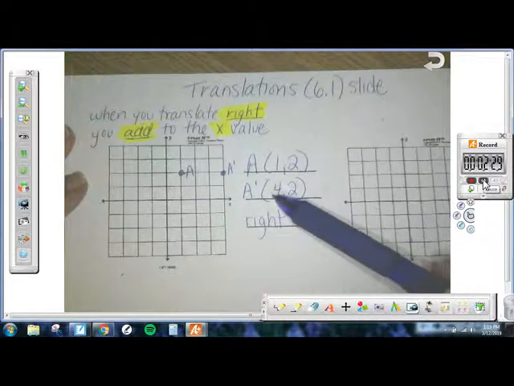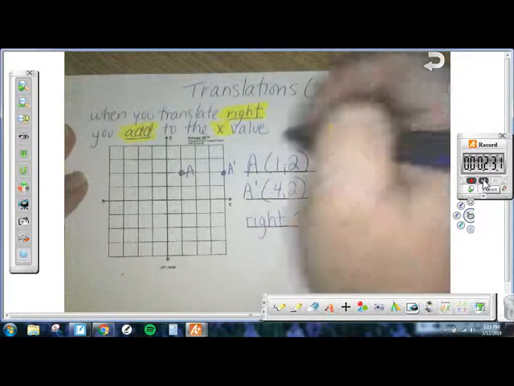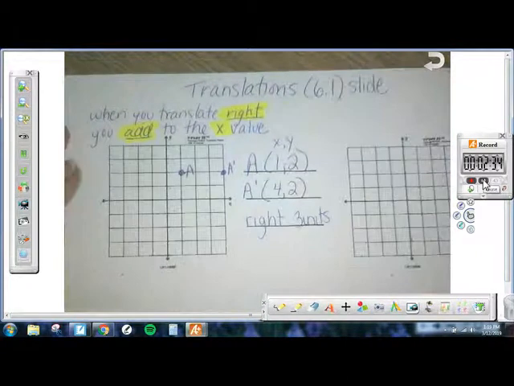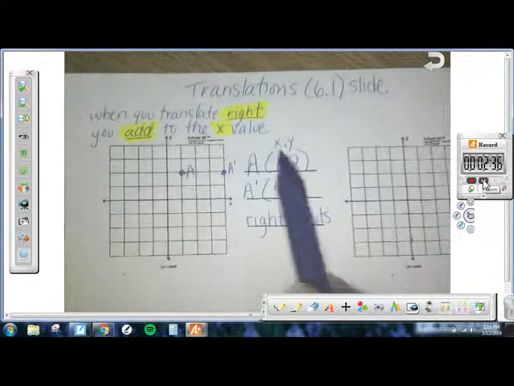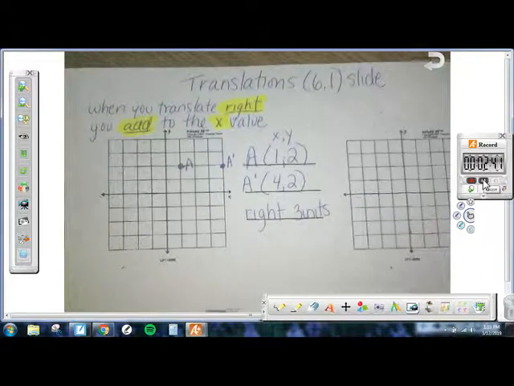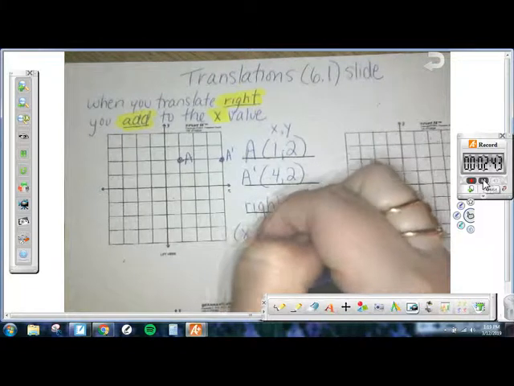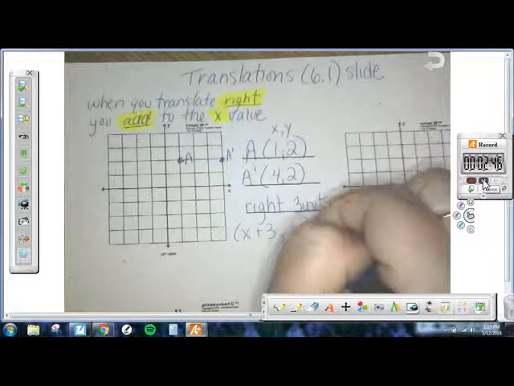What are the coordinates for A prime? -2, 2. As you can see, the x went from 1 to -2, but the y stayed the same. So if we were to write this algebraically, instead of saying move 3 left, because that's elementary, what are we going to write? Tatiana? Perfect. X minus 3, comma, y.